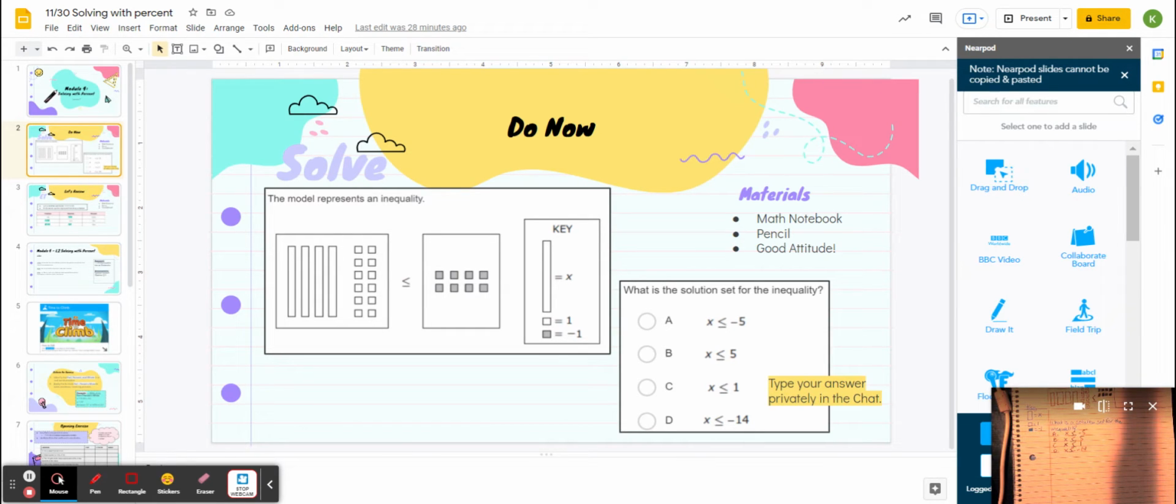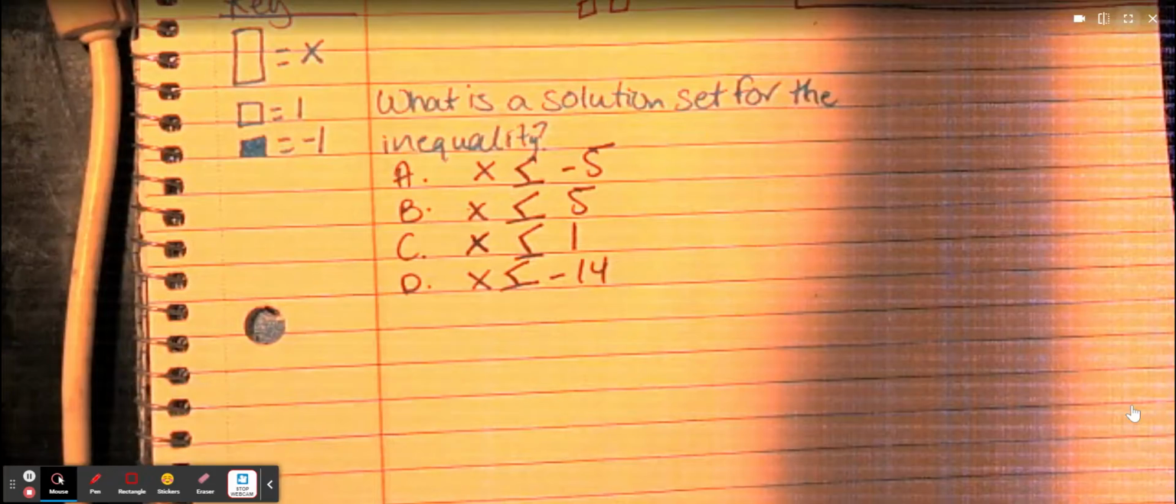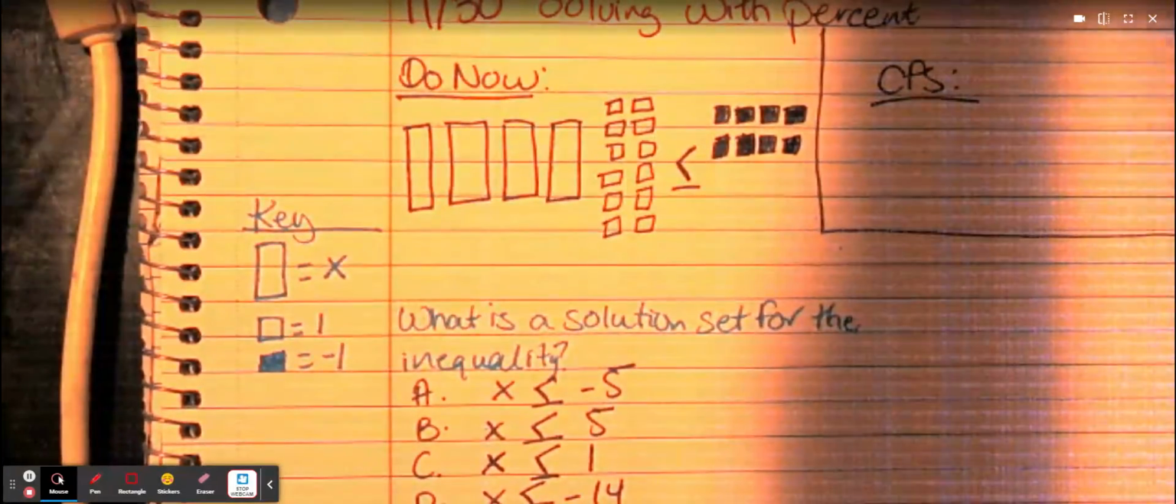So, here we have our do now, and it has a model that represents an inequality. Here you can see that there are bars, there are squares, there are shaded in parts. However, I took the time to save it so that I can show you how it looks on my screen. And let's go over it.